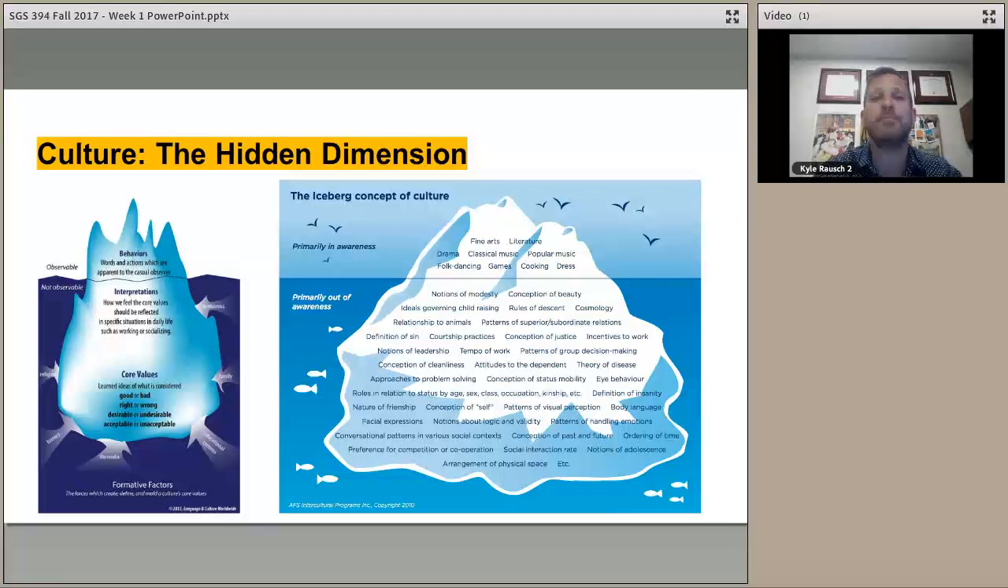Finally, I especially like the model on the left because it includes formative factors. These are the forces which create, define, and mold a culture's core values, because of course, no culture exists in a vacuum. Therefore, things such as economics, history, and religion are all working to shape the largely unobserved core values that define any given culture.